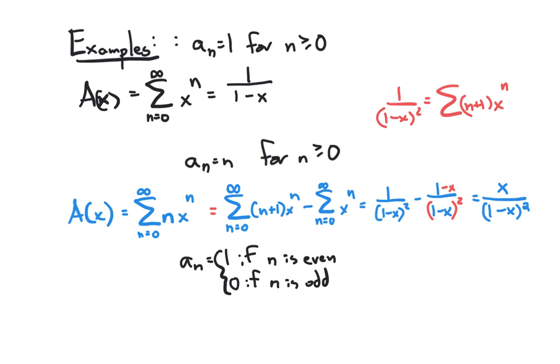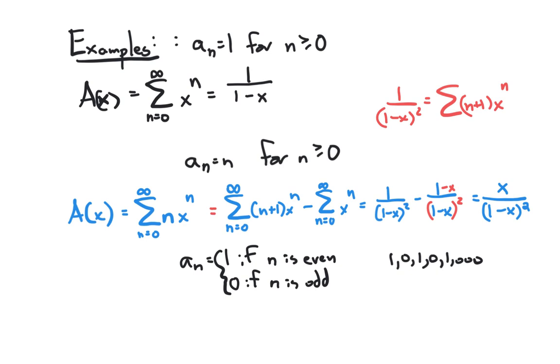And that's really neat. And finally, we have an is 1 for even n and 0 for odd n. So our sequence looks like 1, 0, 1, 0, etc. So when we have an even index, we have a count of 1, and when we have an odd index, we have a count of 0.